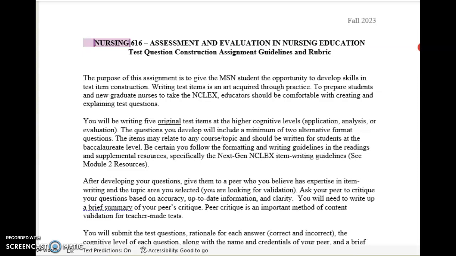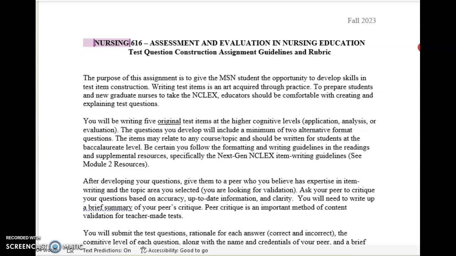When you submit your assignment, you will want to submit the questions along with the rationale for the correct answer. You will also want to provide a brief summary of the critique that was shared by your colleague. I do not need to see the critique itself, rather a summary of the critique would be fine.